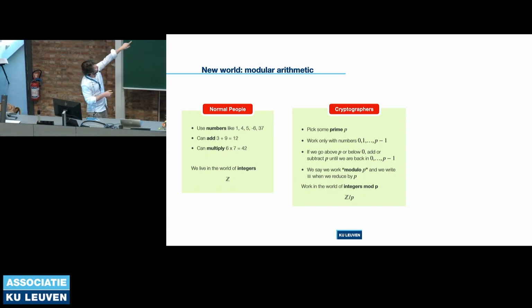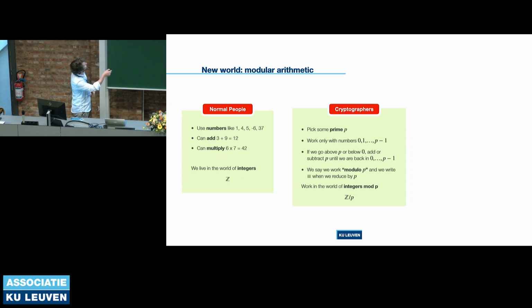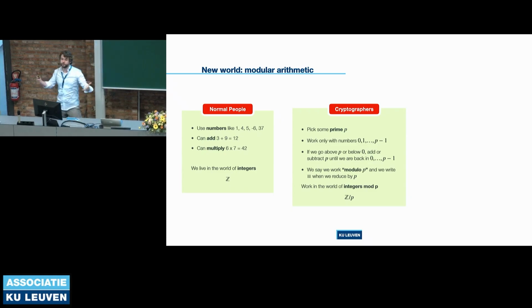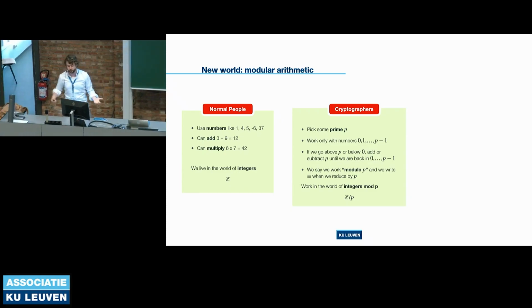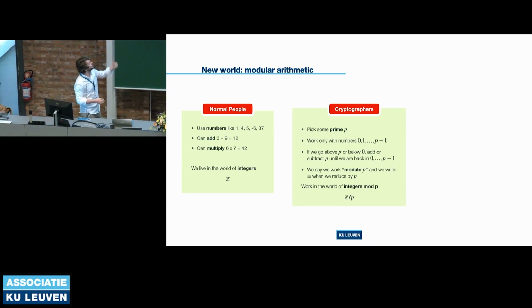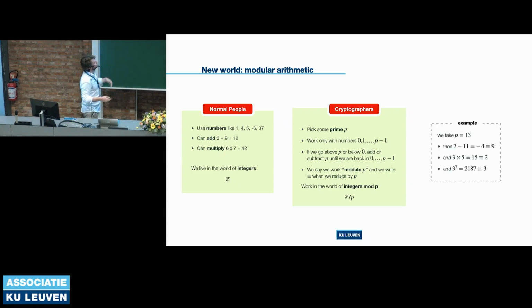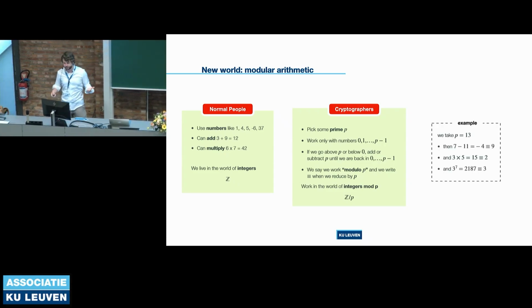We use this symbol, which looks like an equality, but it's a special equality. When we say that two things reduce to the same thing modulo p, and that world is called the integers modulo p. So, very easy example, take 13.